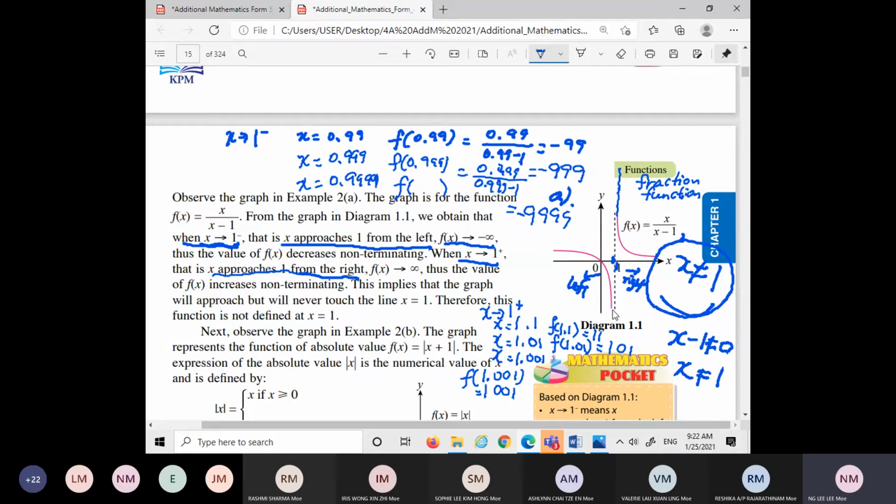Okay, same as that just now. It becomes bigger and bigger, but it's at the negative side. It will continue, but no end. Okay, it just cannot touch this line. Actually, there is a name of this line.